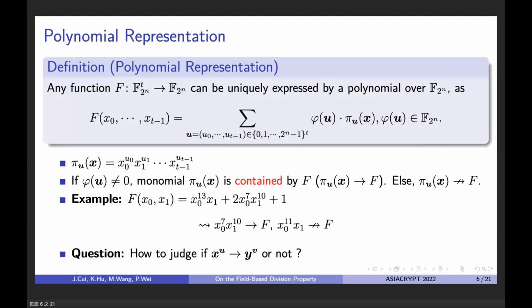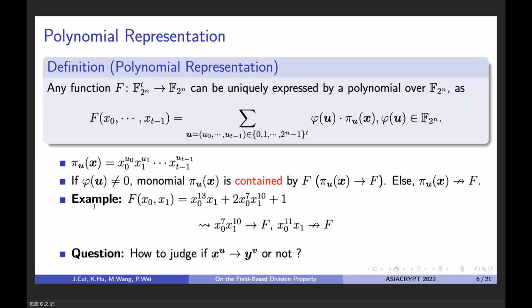So first, we need to take a closer look at the polynomial representation. Consider a function f over F2 to the n. The input is t variables, and the output is a single variable. The function can be described by a polynomial like this. Pi u x, or we call it x to the u, denotes a monomial, and phi u denotes a coefficient. With a non-zero coefficient, we say that the monomial pi u x is contained by f, and otherwise pi u x is not contained by f.